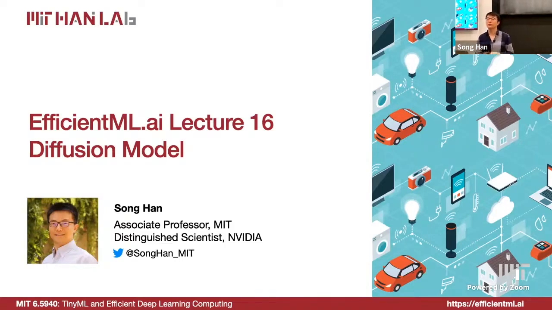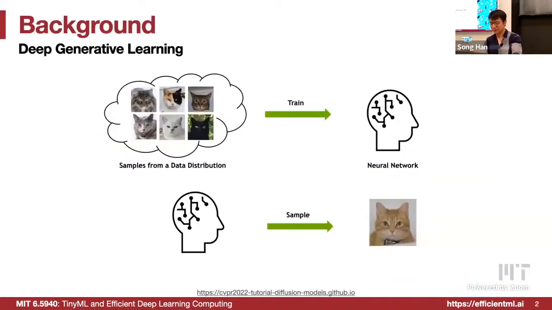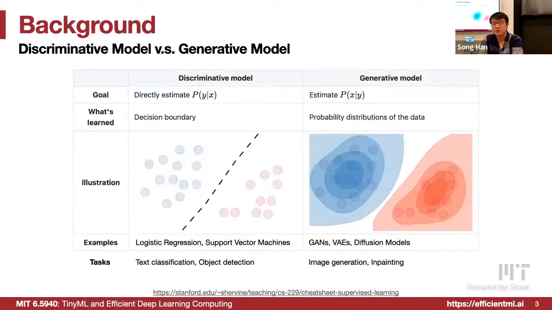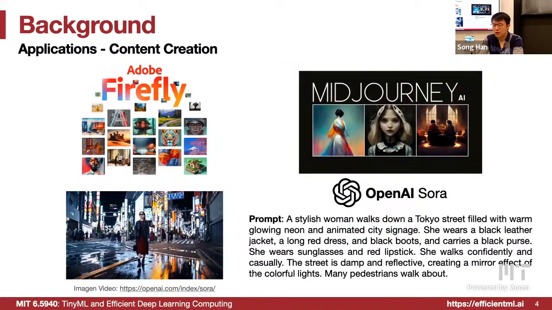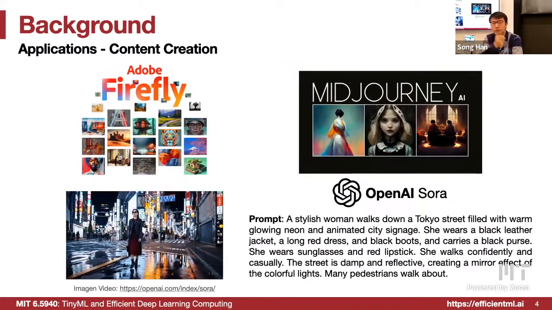So today we are going to learn about efficient diffusion models, how to accelerate diffusion models. In the previous lecture, we've briefly talked about deep generative learning. So we first train a model, and then we can predict the data distribution. Different from a discriminative model, which is to predict the decision boundary, the generative model tries to predict the distribution of the data.